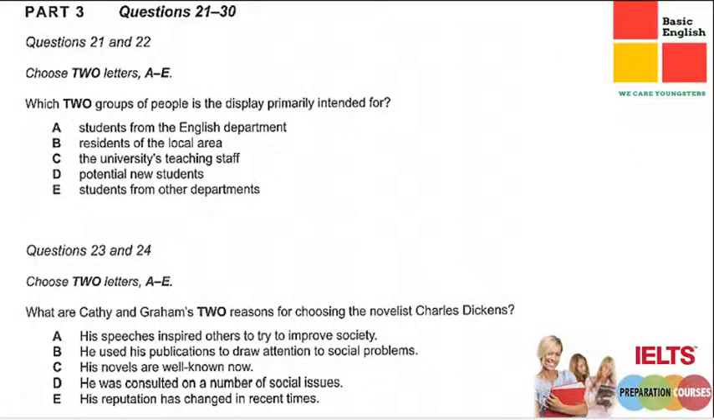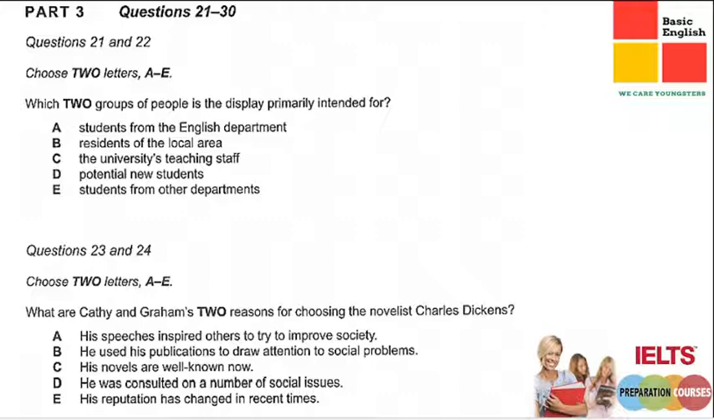Part 3. You will hear two students of English called Kathy and Graham planning a display on 19th century British life and literature for a university event. First, you have some time to look at questions 21 to 24. Now listen carefully and answer questions 21 to 24.